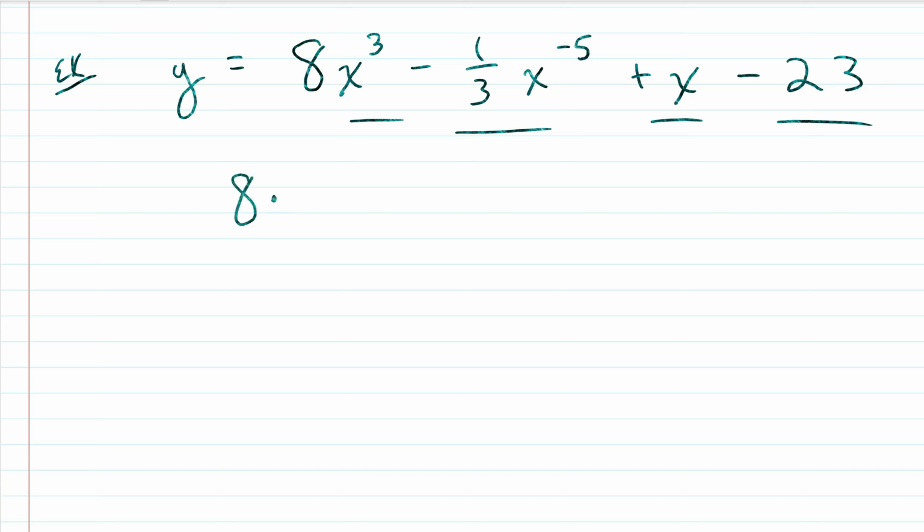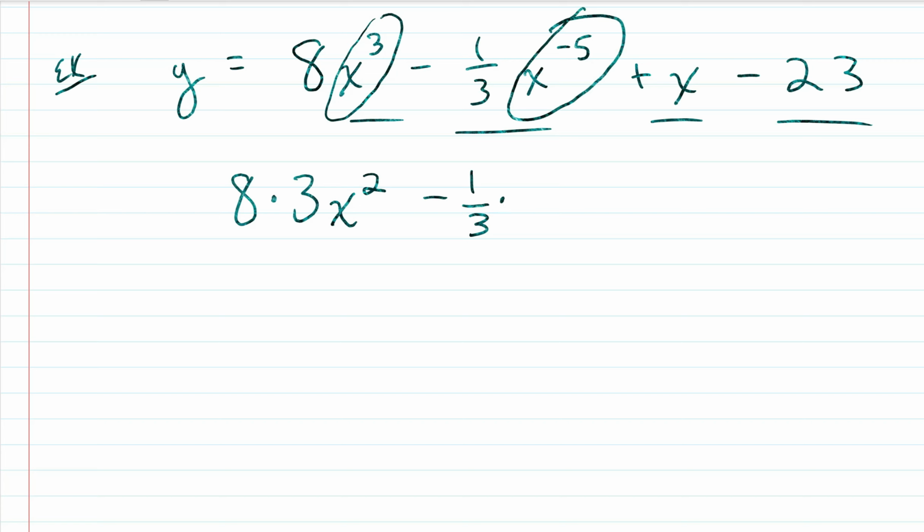So I have 8 that I can pull out, right, because it's the constant. And then if I take the derivative of x to the third, I pull out the 3 in front of the x and then subtract 1 from the 3 in the exponent. So that becomes a 2. Here in the middle, that negative 1/3 is my constant. So I pull that out and I take the derivative of x to the negative 5th. So negative 5 is what I'm multiplying the 1/3 by, and I put it in front of my x and then subtract 1. When you subtract 1 from a negative 5, you get negative 6. So just be careful with the signs of the exponents.